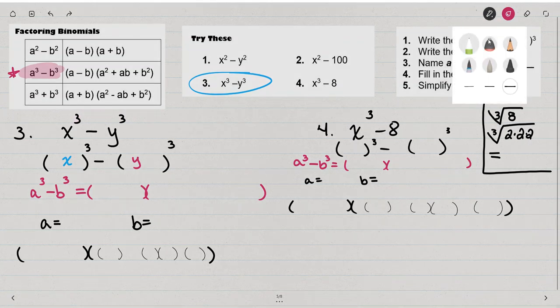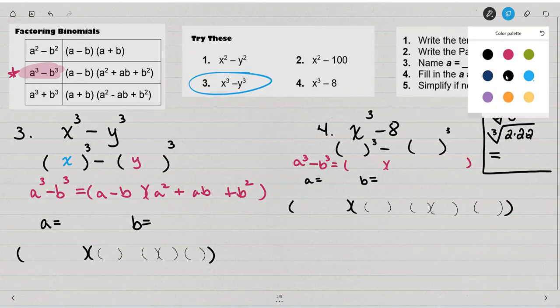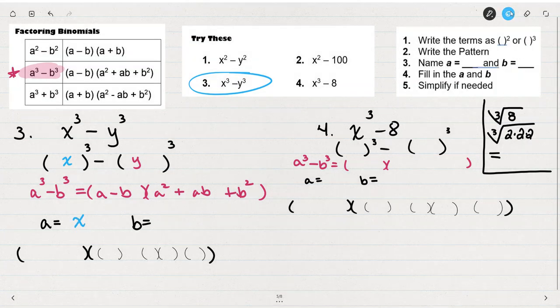Now I'm going to write that pattern out. I know we just wrote it, but we'll write it each time until we get really familiar with it. A minus b, a squared plus ab plus b squared. The signs are the same, opposite, and always positive. So what was a for this example? A was equal to x. And what was b for this example? A is replaced with x, and b is replaced with y.